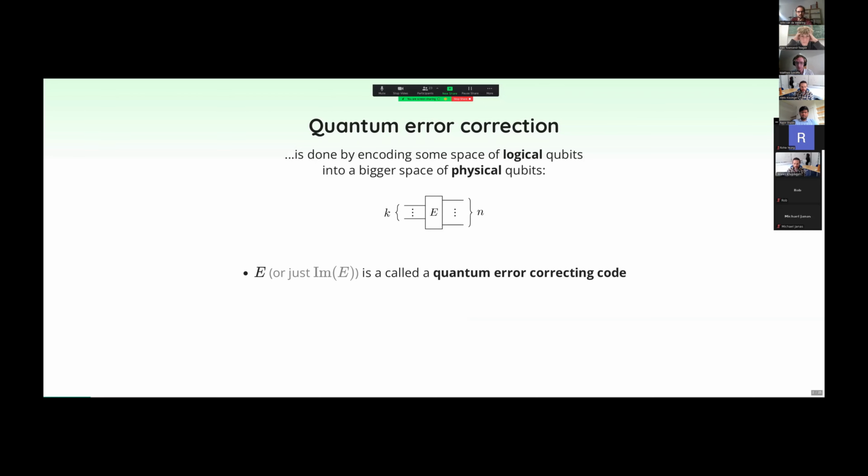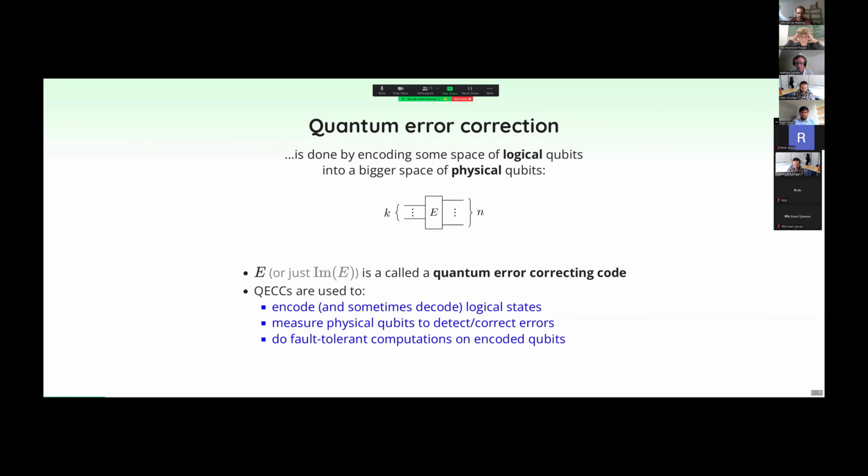Now this isometry E, or sometimes just the subspace of its image, is called a quantum error correcting code. And these things are used to encode, sometimes decode logical states, measure physical qubits to detect and correct errors, and do fault-tolerant computations directly on encoded qubits. So that's why I say only sometimes decode. You might think about encoding your qubits and then doing everything inside the code, and then even doing an encoded measurement at the end.